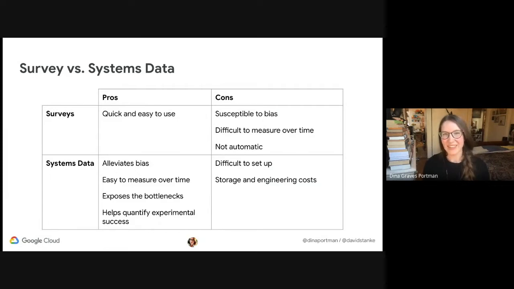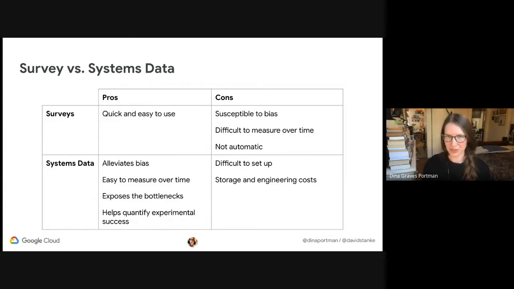But they are susceptible to bias. They're difficult to measure over time, and they're not automatic. So we're more interested in using systems data because we can help alleviate some of the bias. For instance, if you recently had a big outage and it was flashed all over the news, you might have this outsized understanding of what your change failure rate is. Whereas if we look at systems data, we can see that tracking over time, our rate is X, and that won't be influenced by our recency bias.